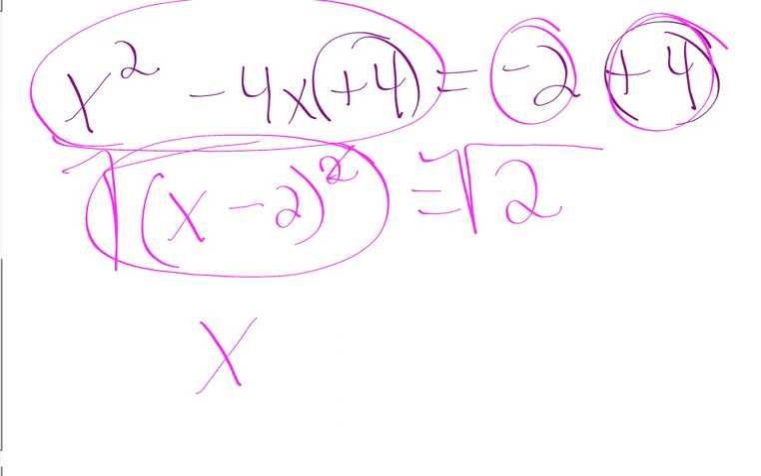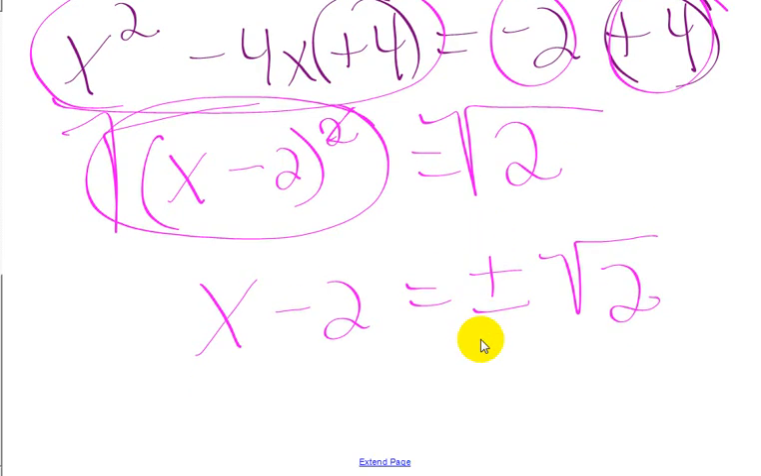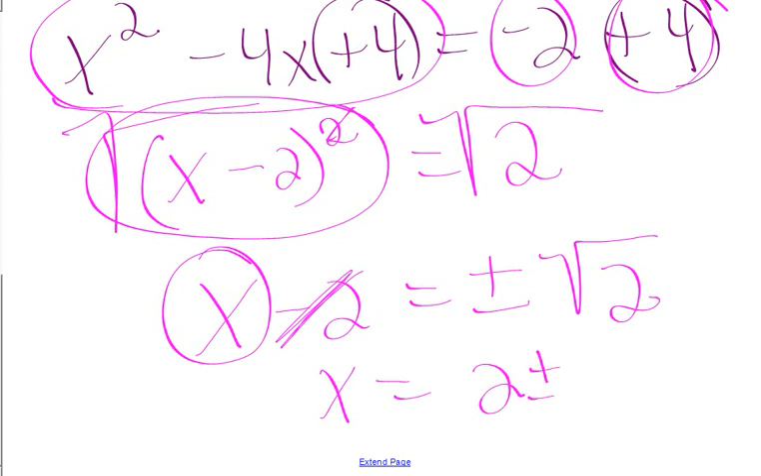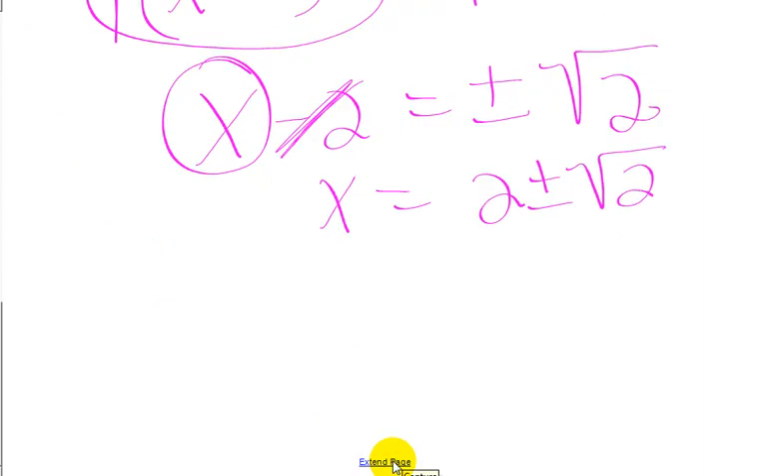So when you take the square root of each side, we get x minus 2 equal positive negative radical 2. And now we just have to solve for x. So add 2 to each side, and you get x equal 2 plus or minus radical 2. And so that is our answer. So it would have been x equals 2 plus radical 2 and 2 minus radical 2.